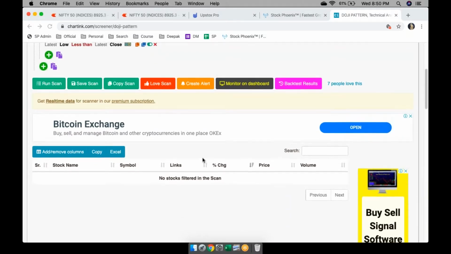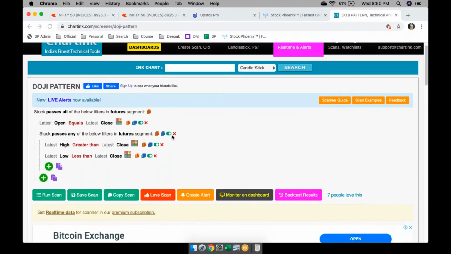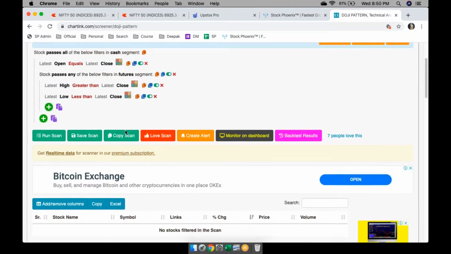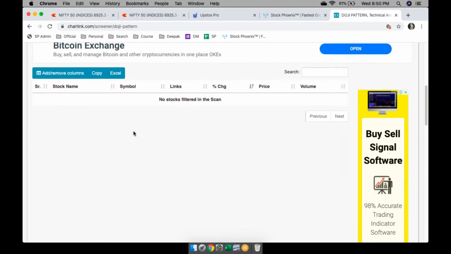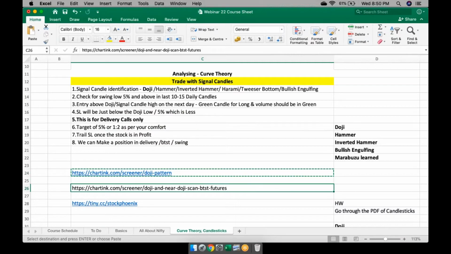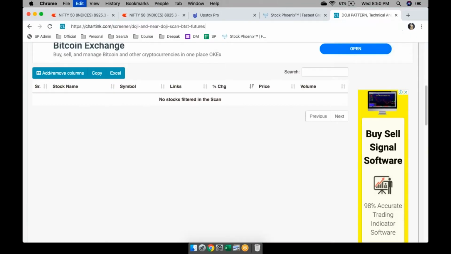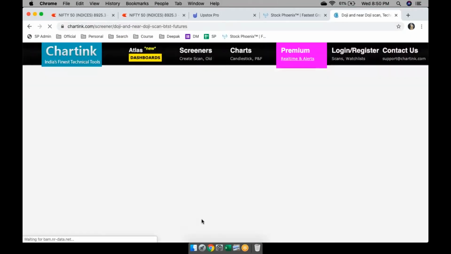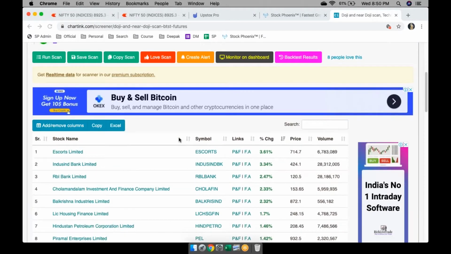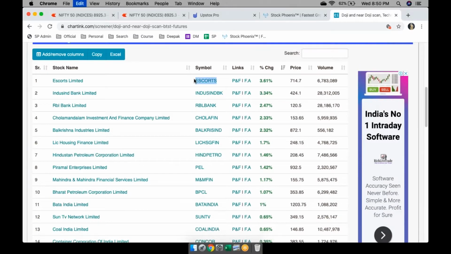So this screener is not showing any stocks. There is a small modification that can be done. That was running only in futures. You can do it in the cash market and run the scan. So there are no doji stocks today, or we will see in one more scan. There are three screeners. Daily chart doji. Okay, here we are getting many things.